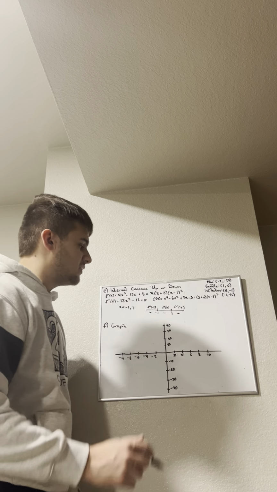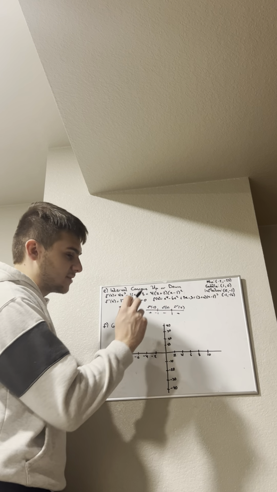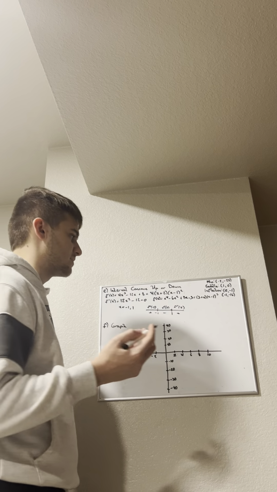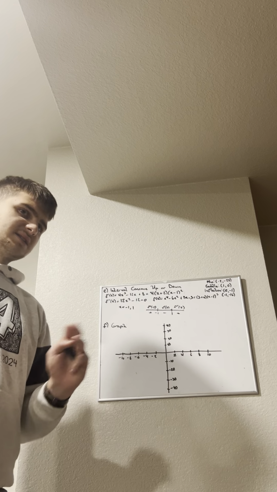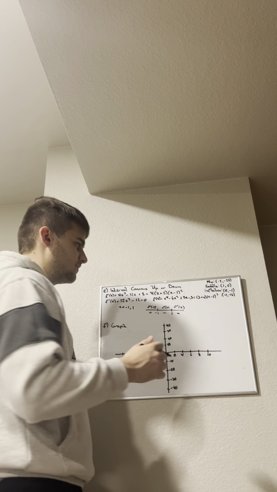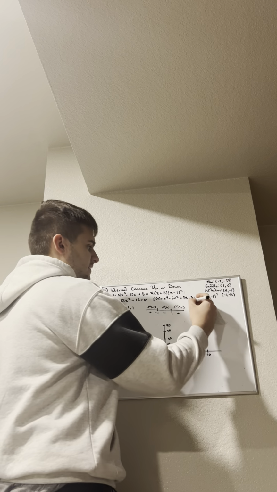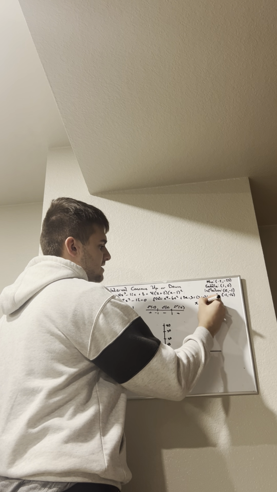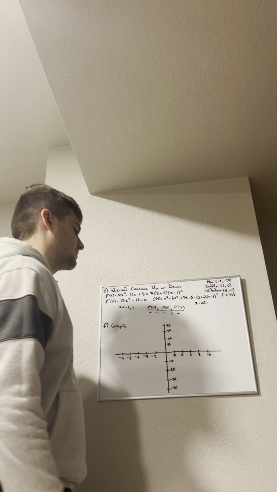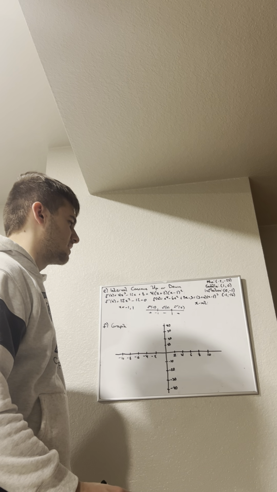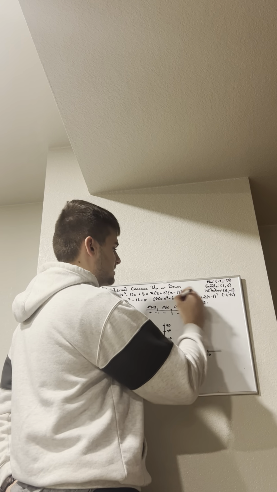So before we graph the points that we have, we also want to make sure that we find the x and y intercepts. To find the x and y intercepts, we would just have to take the f of x and plug in 0 accordingly. So for the x-intercept, we would have to set this equation equal to 0.